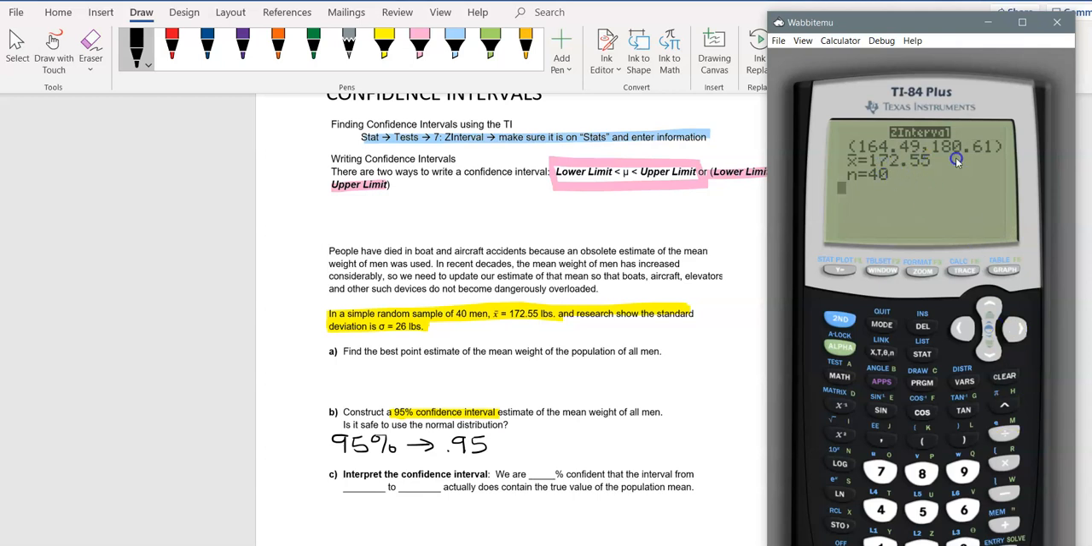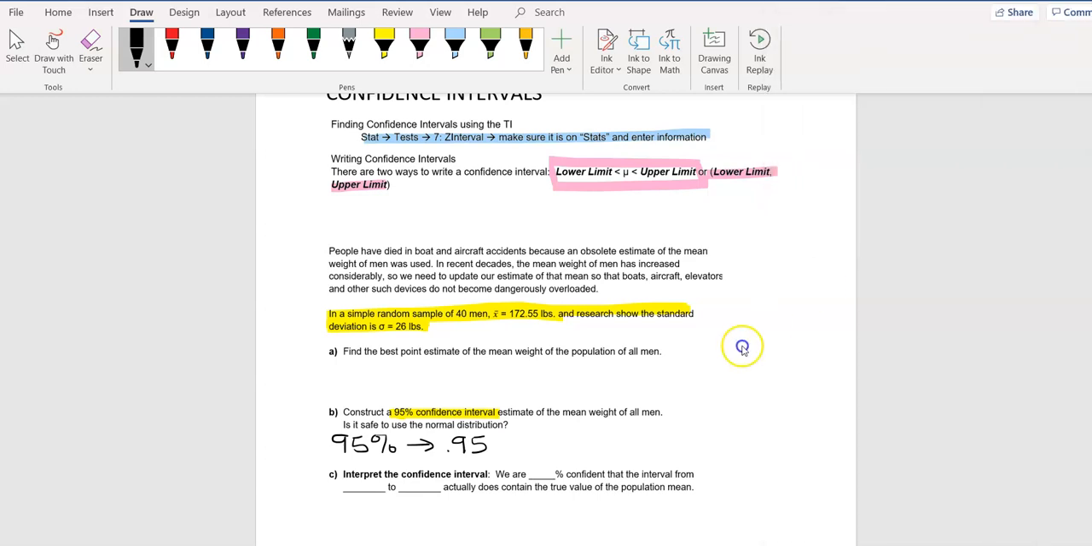Now, as you can see, this is based on the information we gave it in our stats, and it's giving us this in an interval. And the interval is 164.49 to 180.61. So I'm going to copy that information down. So our interval is 164.49 to 180.61. What this is giving you is the lower limit and your upper limit of your confidence interval.